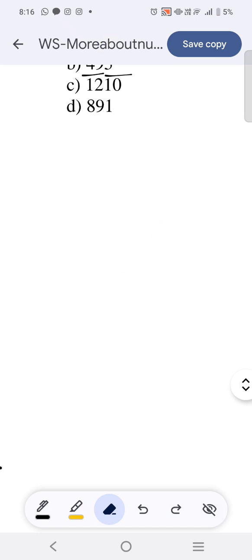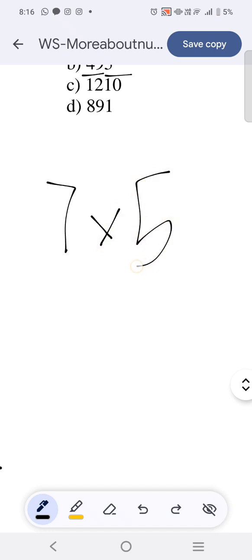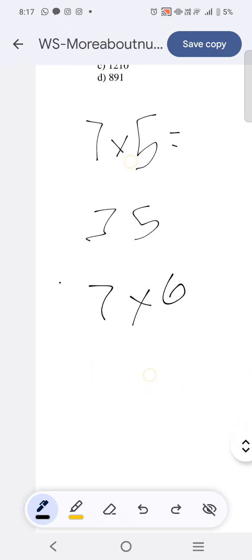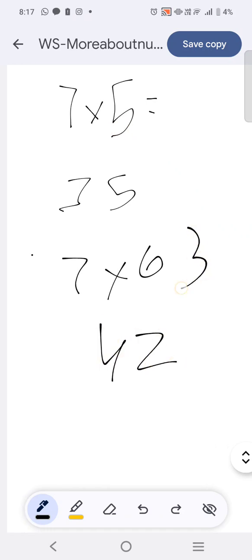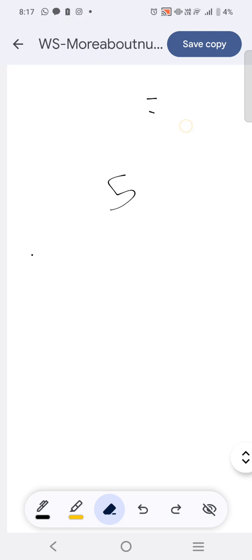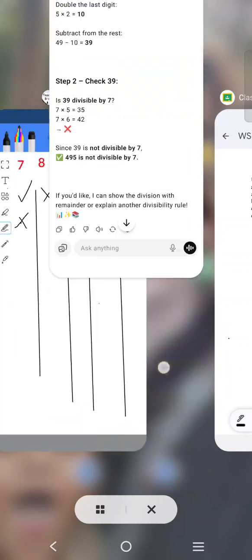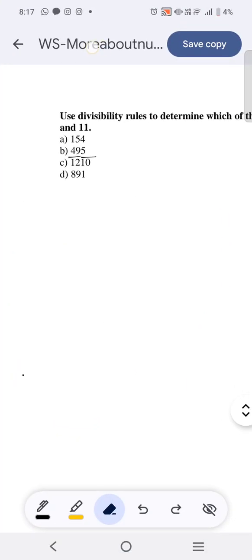Now we will have to see whether 39 comes in 7's table. So 7 into 5 is 35, right? 7 into 6 is 42, so there is no 39 in between. That's it. So it's not divisible by 7. Okay, next question. Math has problems sometimes, but now when we understood the formulas, it's okay.